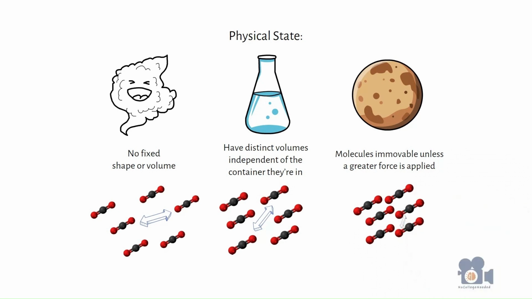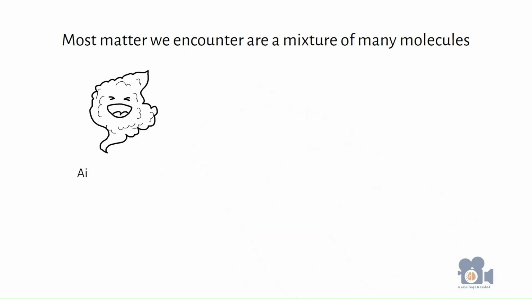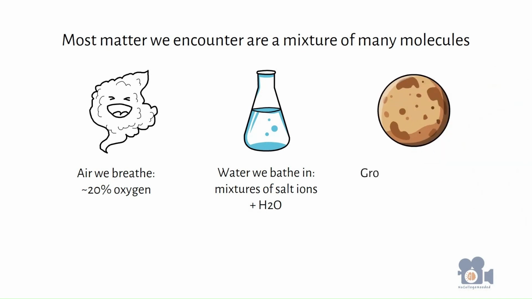It's important to remember that pressure and temperature can play a large role in states of matter and the conversions between states. Most forms of matter that we encounter on a day-to-day basis are a mixture of many different molecules. The air we breathe is only about 20% oxygen. The rest is a mix of a bunch of other gases. The water we bathe in isn't just pure H2O. Often there's mixtures of salt ions in it as well. Lastly, the ground we walk on is composed of a vast variety of different elements.